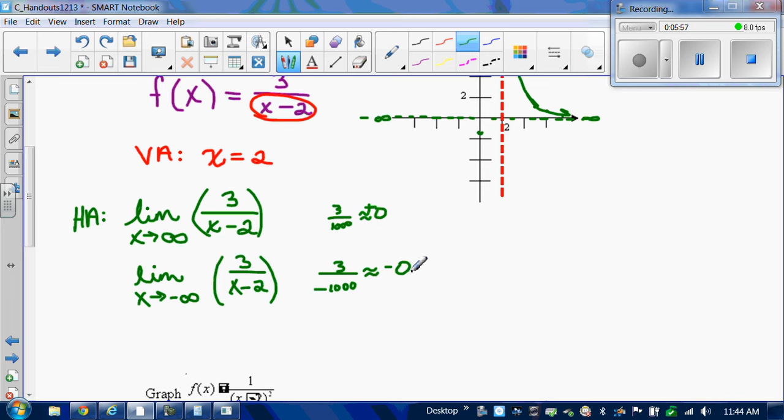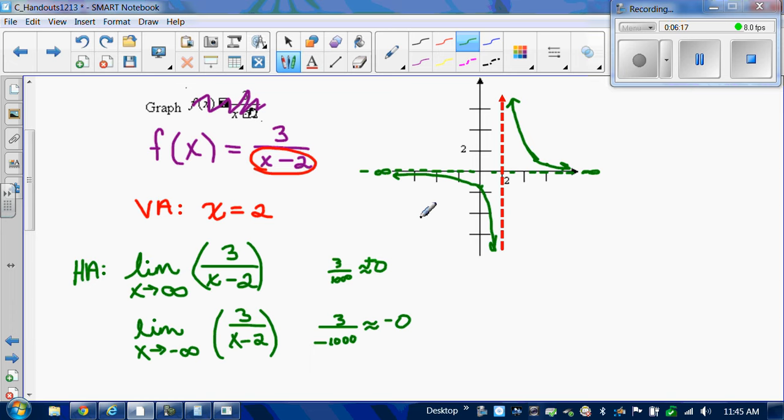Right? And I know negative 0 doesn't make any sense, that 0 is neither positive nor negative, but when you really think about it, it means it's almost 0, but it's still on the negative side. So I'm going to be almost 0, but still on the negative side. So that must mean that this side of the function looks like this.